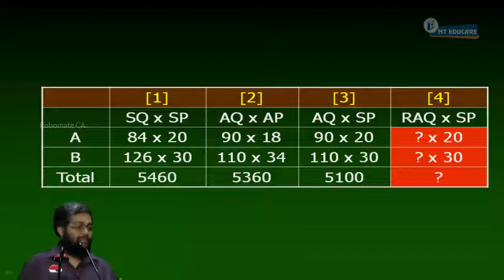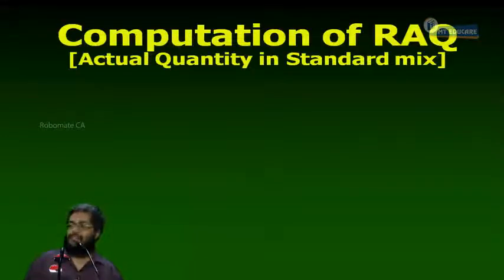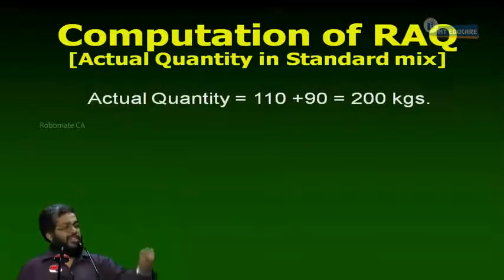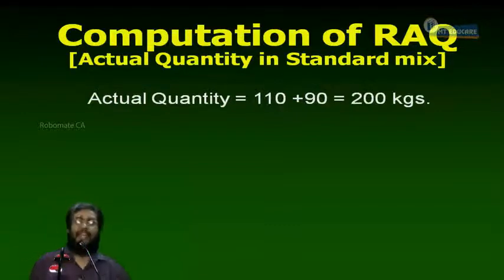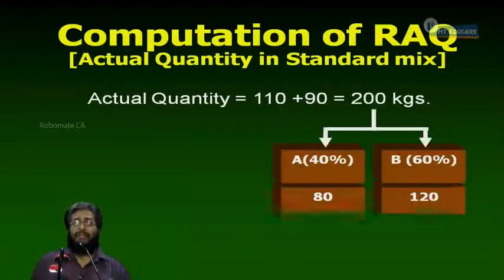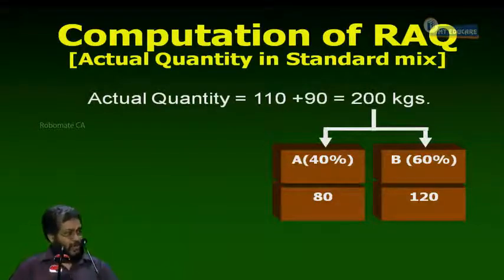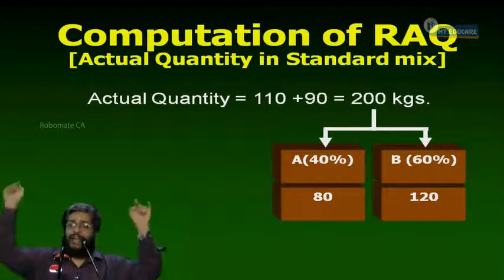Standard mix. Okay, tell me what is actual quantity? Once again: 200 kg, 110 of A, 90 of B, I put into the machine's mouth. How many kgs? 200 kg. If it is a standard mix, A and B should be in what ratio? 40, 60: 80 and 120. So 80 and 120 is actual quantity in standard mix. 90 and 110 is actual quantity in actual mix.